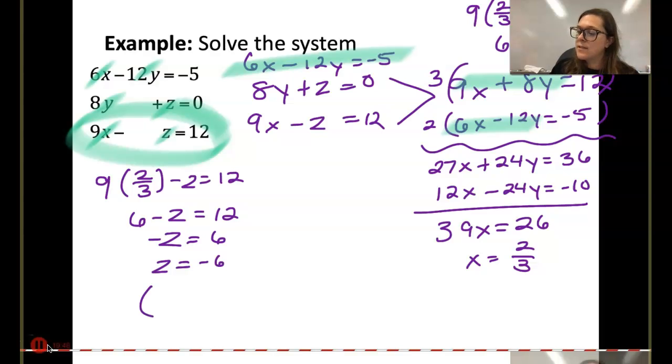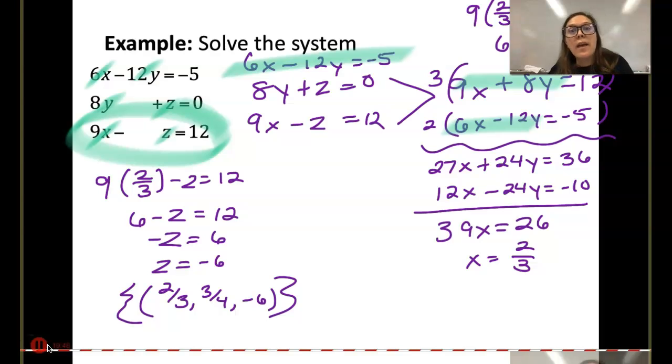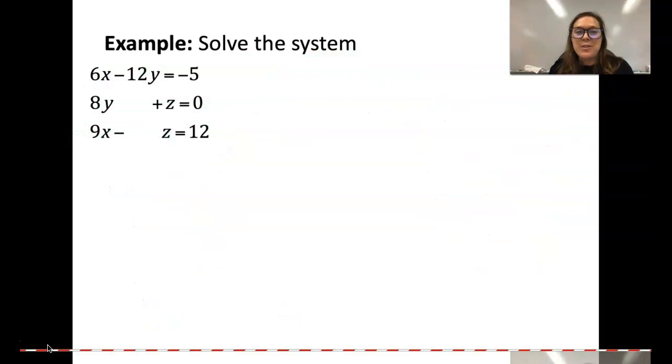So our final answer is our x, which was 3/4, my y, or no, did I just do that wrong? X was 2/3, sorry. 2/3. My y is 3/4, and my z is negative 6. Fractions are okay. They are our friends. All right. See if you can do one on your own.